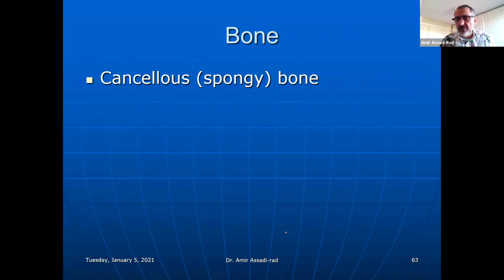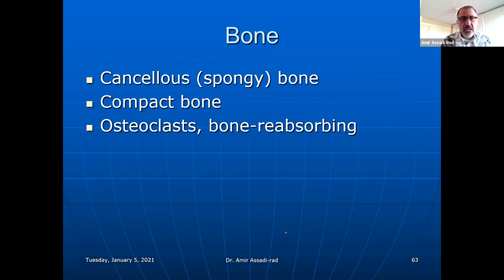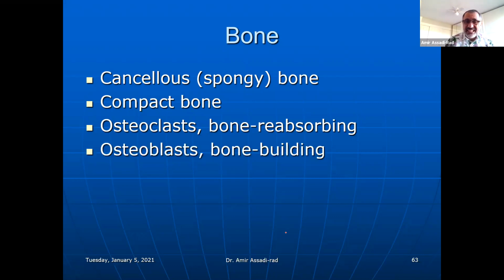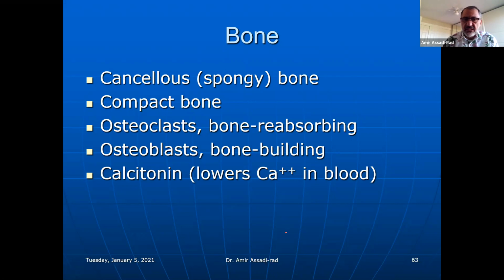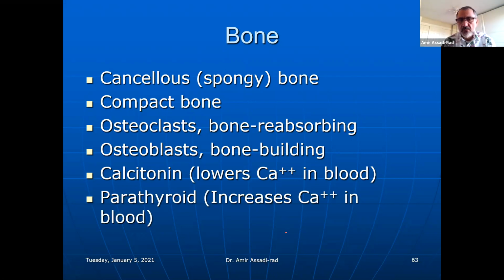Cancellous bone is spongy bone. Another name for spongy bone is cancellous bone. And compact bone, we talked about it. Osteoclasts are bone resorbing, which means they destroy bone. And osteoblasts build bone. And I will talk about them hopefully soon, or calcium right now, yeah. Calcitonin lowers the calcium level in the blood, and parathyroid hormone increases the level of calcium in the blood.